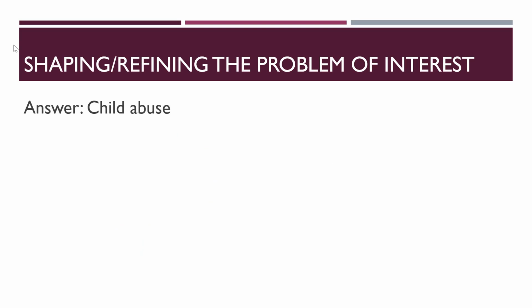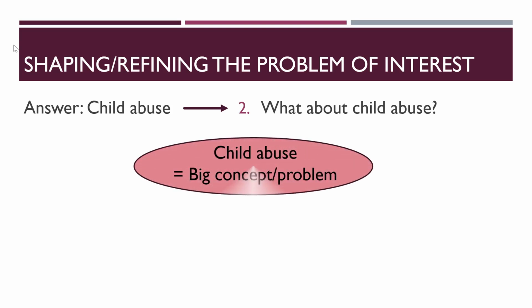So let's say we answer the first question with child abuse. What problem are we interested in? And let's say we say child abuse. In the shaping and refining process, the next question we ask ourselves is, okay, what about child abuse? Because child abuse is a very big concept, it's a very big problem. So are we interested in, for example, risk factors? So what predicts or puts children at risk for child abuse?